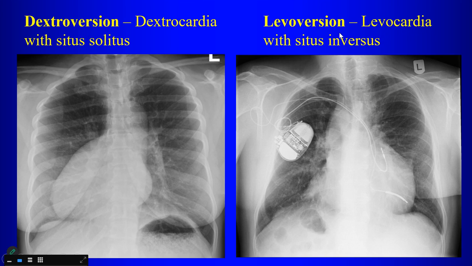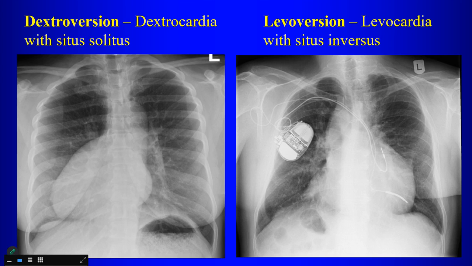Similarly, this term, levoversion, means you have levocardia with situs inversus. Again, looking at the abdomen, it looks like the liver is on the left side. And so this person, we expect, might have situs inversus. So in somebody who had situs inversus totalis, we would expect them to be the mirror image of normal.